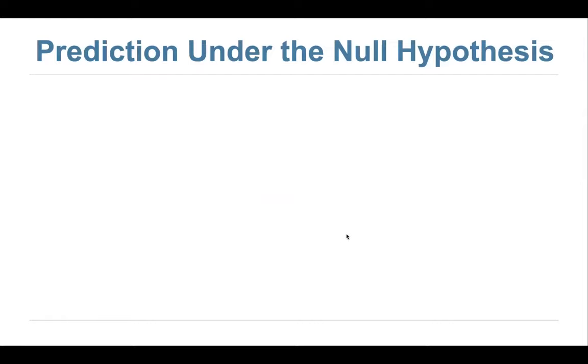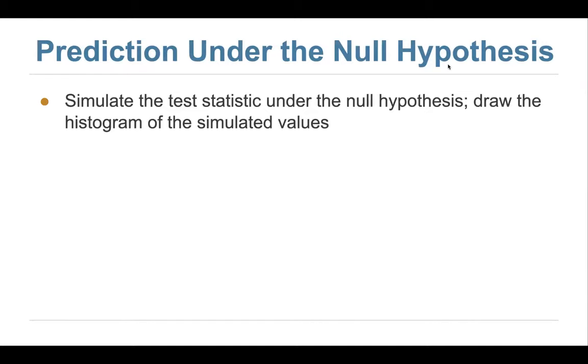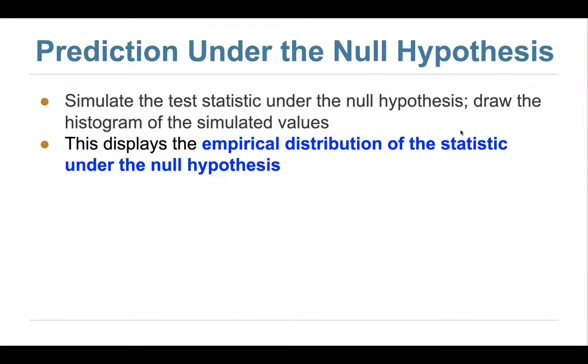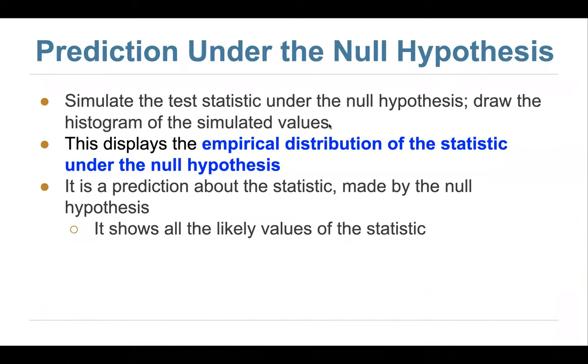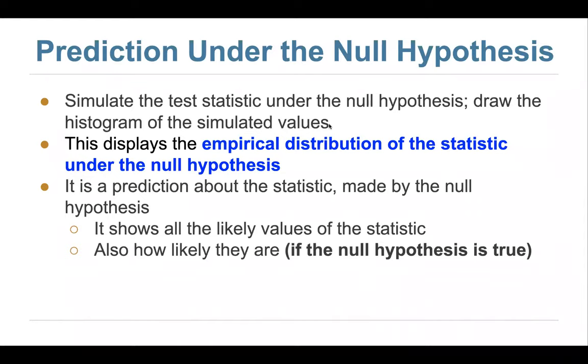So that's test statistics. And then finally, we have prediction under the null hypothesis. The idea is you want to simulate the test statistic that you've chosen under the null hypothesis many, many times. We did it 1,000 times today. Then we draw a histogram of the simulated values, and that histogram is called the empirical distribution of the statistic under the null hypothesis. It's basically a prediction of what the statistic might look like if the null hypothesis is true, and it shows all the likely values of the statistic and how likely they are as well.